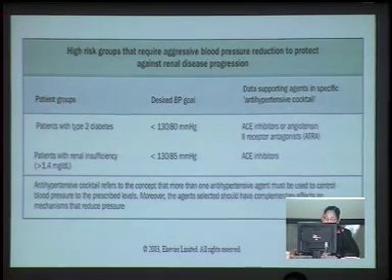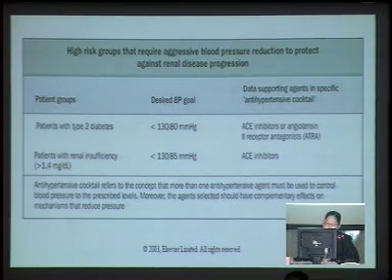This is the goal of blood pressure, desirable blood pressure. Type 2 diabetes, less than 130/80, and you prefer ACE inhibitor or ARB. Patients with renal insufficiency, same goal.